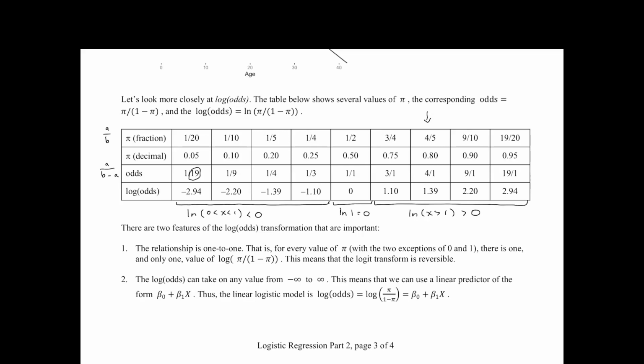All right, so there's two things about this log odds transformation that are important for the work that we're going to do. One is that we have a one-to-one relationship here. So other than the values of 0 and 1, there's only one value of the log odds for any value of pi. So that means that we can reverse the transformation, which is important because generally we're interested in understanding the probability, but the linear model that we're creating doesn't speak directly to the probability, it speaks to the log odds, right? Now the log odds can be anything between negative infinity to infinity, which means it's appropriate then to make this linear predictor for that.